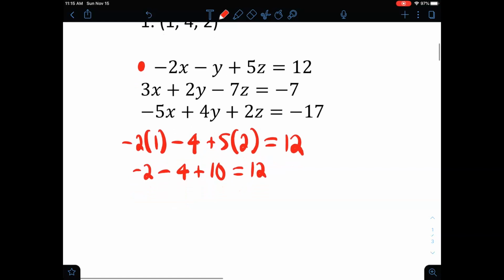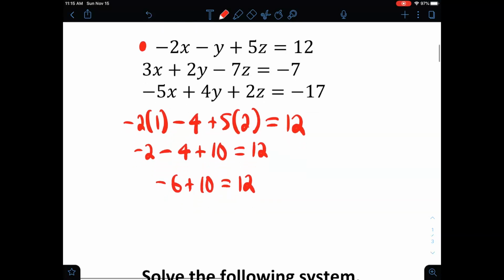So negative 2 minus 4 is negative 6 plus 10 equals 12. What is negative 6 plus 10? That is 4 equals 12. Does 4 equal 12? It does not. So this is not a solution for this one. We could actually stop there, and we would if we were doing this problem on our test or whatever, but we're going to keep going from now on.